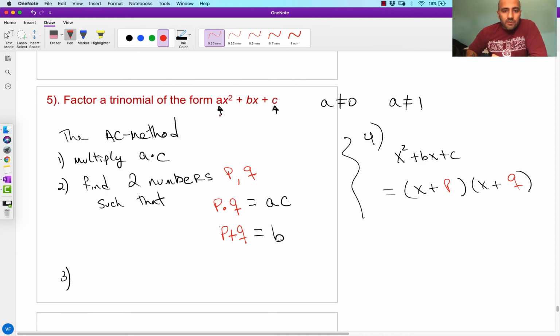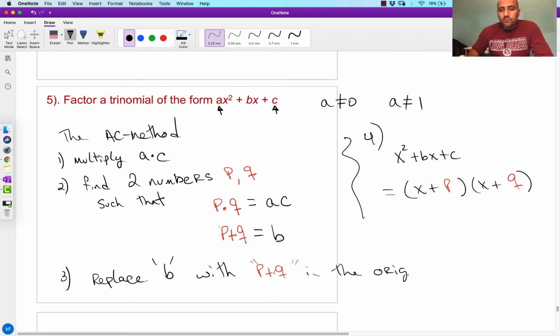But in our case, because we have a slightly more complicated situation, we're not done when we find the p and the q. The next thing we're going to do is replace the b with p plus q in the original polynomial.